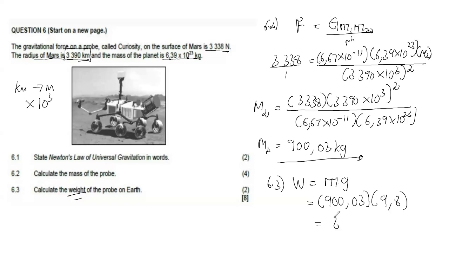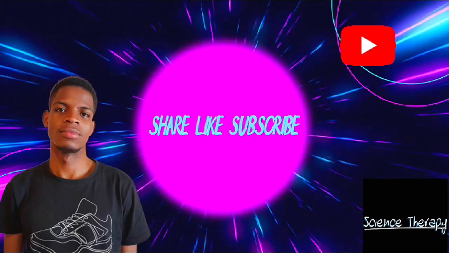If we multiply the two, we find out that the weight of the probe on Earth will be significantly larger than the weight of the probe on Mars. So that's what we have there, 8,820.29 newtons, right?